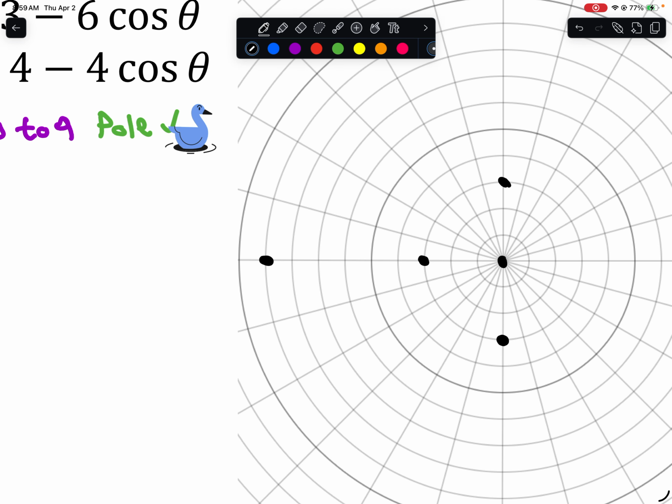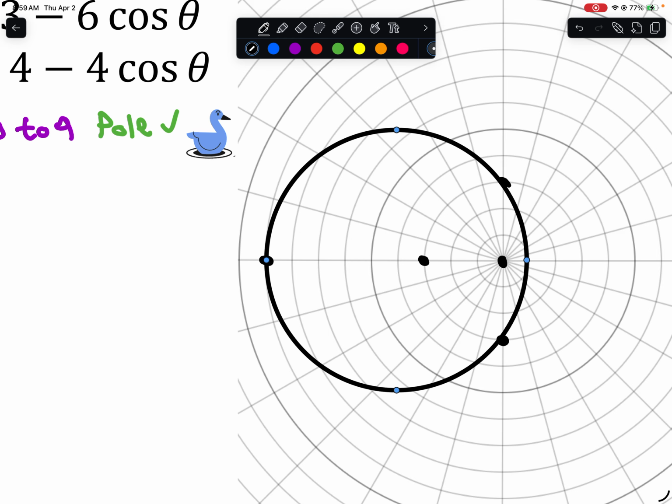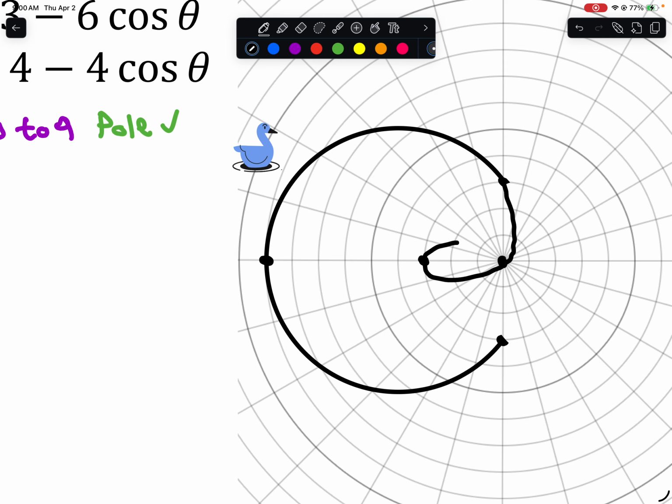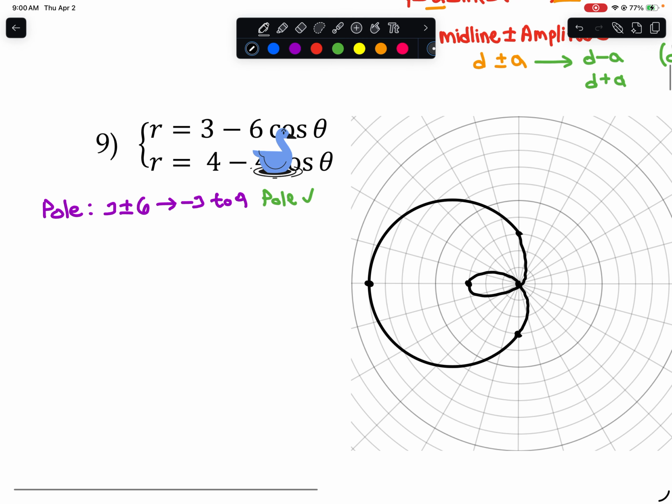So I'm going to go ahead and draw my graph. I'm going to start with a circle. Extend. Partial eraser. Get rid of that. Then I'm going to draw my inner loop. See if I can do this. Close enough. Okay, so there's my Limaçon with the inner loop.